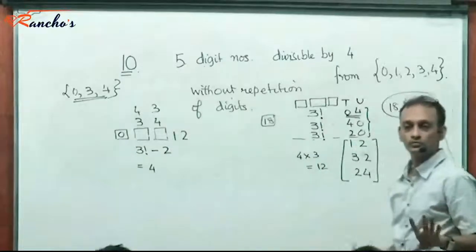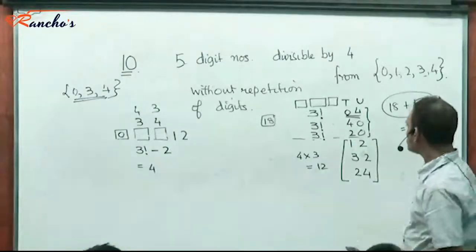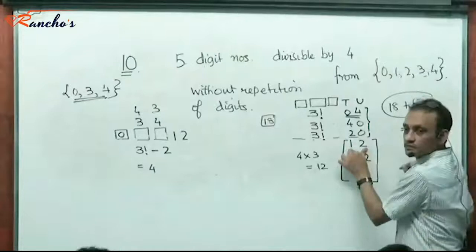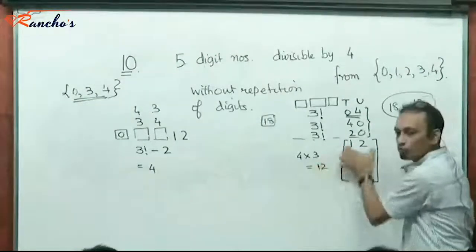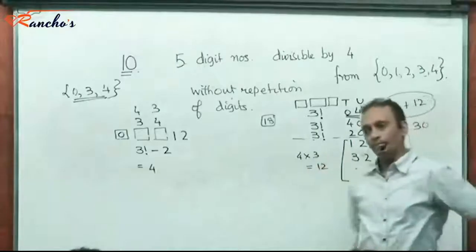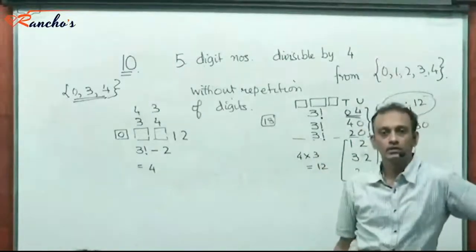Yes or no? 4 cases for this, 4 cases for this, 4 cases for this. So 4 into 3, 4 plus 4 plus 4. Right? How's that?